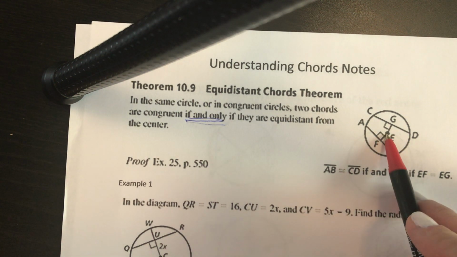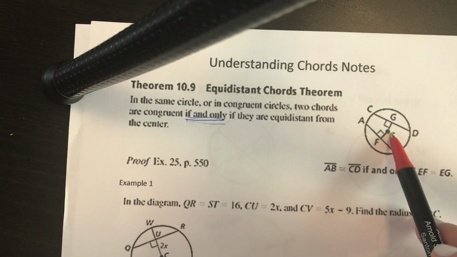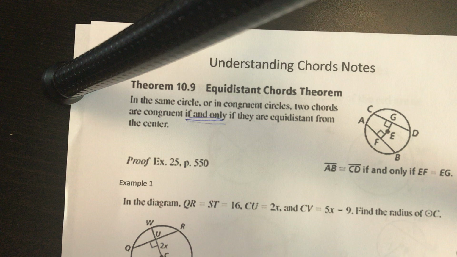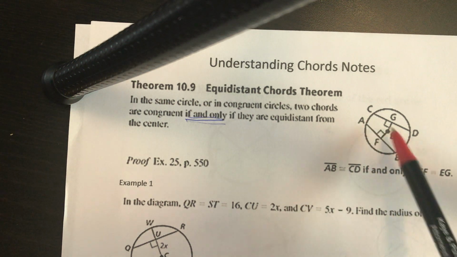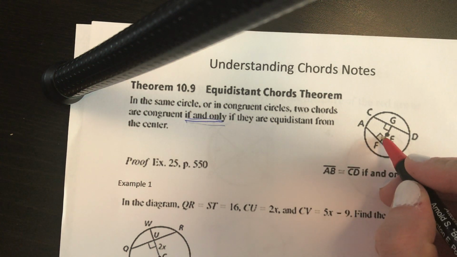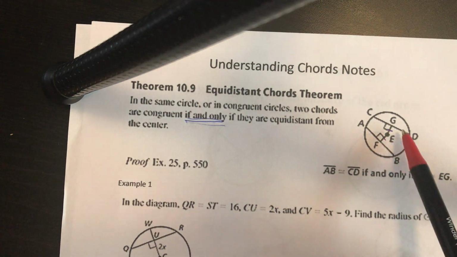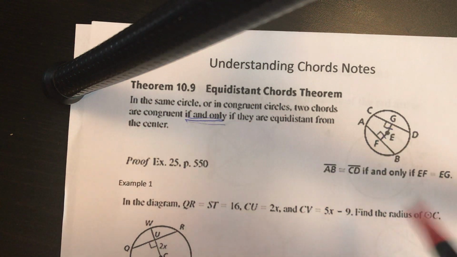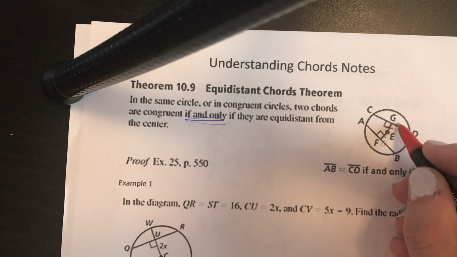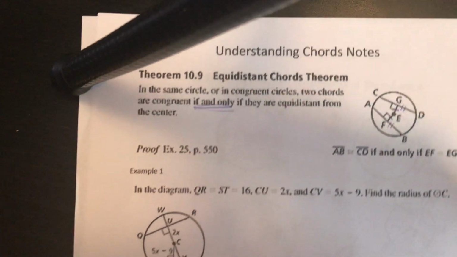So we need the center in order to do these problems, okay? But if we know the center is here, we know that these are equidistant. If AB is congruent to CD, then we can say that EF is congruent to GE. And same thing. If I know EF is congruent to GE, then I know that AB is congruent to CD. Okay, so it's a pretty cool theorem they got going on over here. So let's do an example.